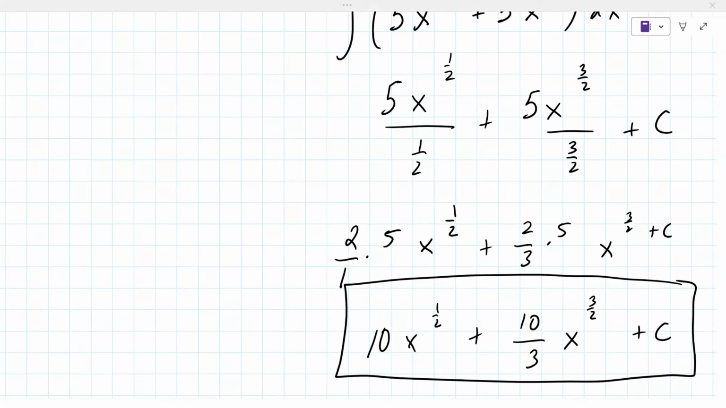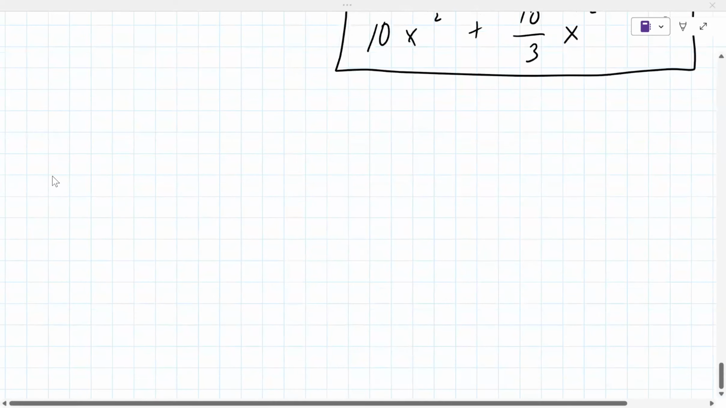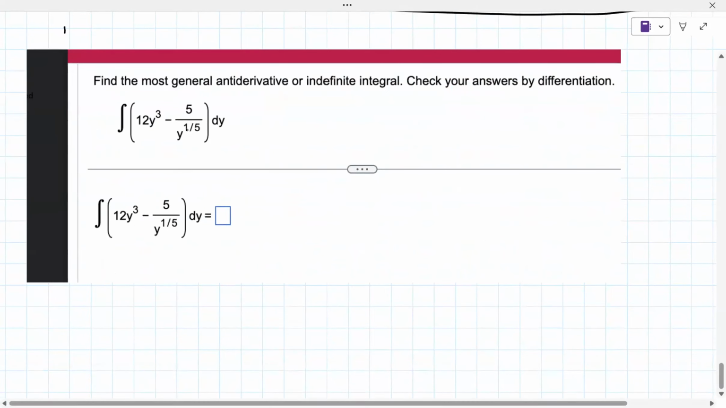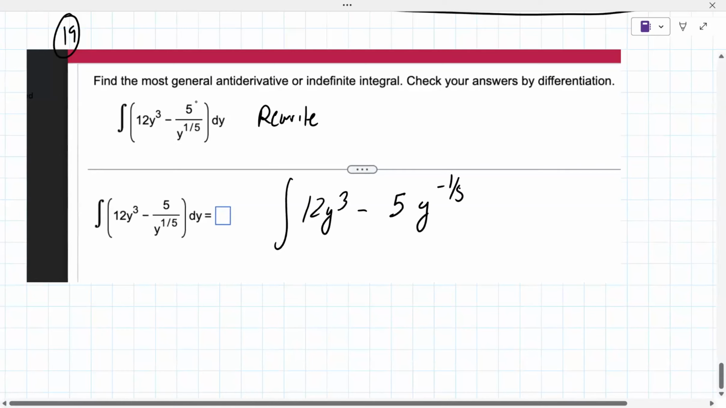But 19 is very similar. These are good to do. You have to be able to do all of these with just the numerical exponents. So again, there's this rewrite step before you do any calculus. The integral of 12y cubed, that's fine because the variable is already in the top. But this y to the 1/5, when you bring it up, it's negated, -1/5, like that.